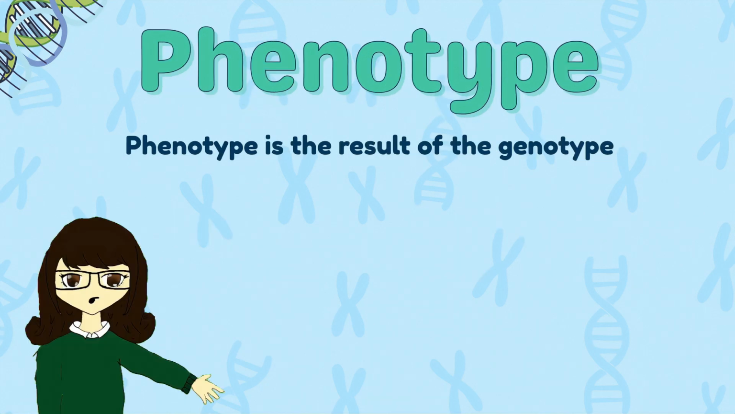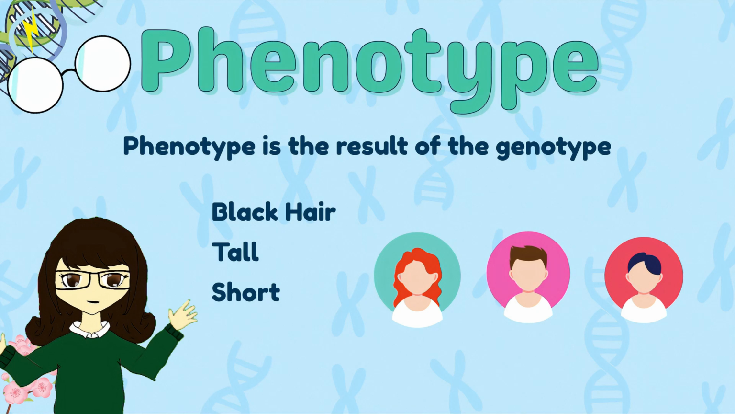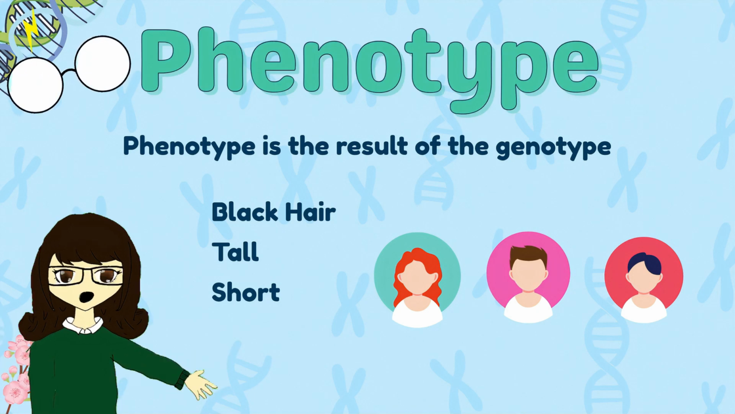The phenotype is the result of the genotype. It's what you can see physically. Think of it like this: the genotype is like the Harry Potter book, and the phenotype is like the live-action movie.